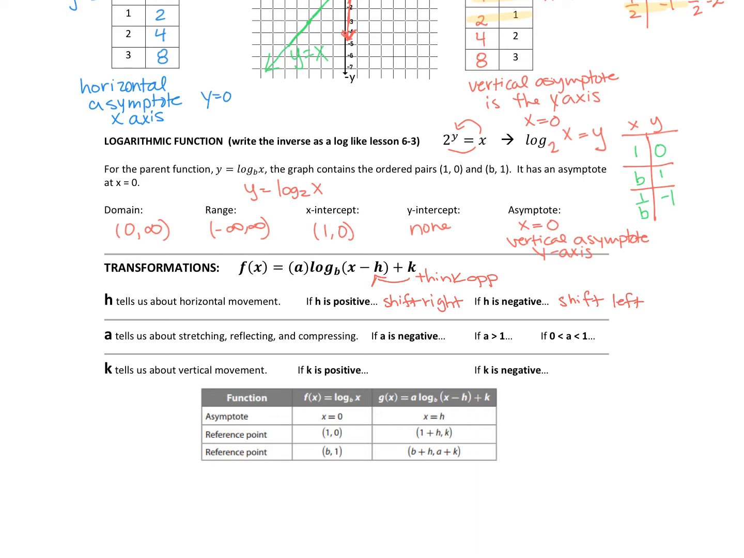The A in front tells us about, first of all, if it's negative, then this would be a reflection. It would reflect over the x-axis. If the A is greater than 1, it's a vertical stretch. If our A is in between 0 and 1, it's a vertical compression. K is my vertical shift, and I'm just going to do what it says. If K is positive, I move up. If K is negative, then I move down.